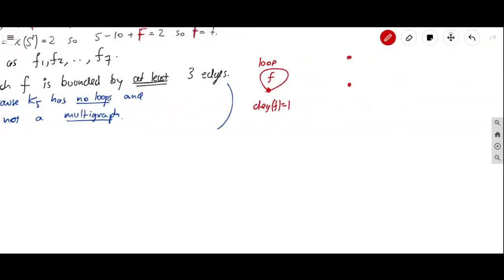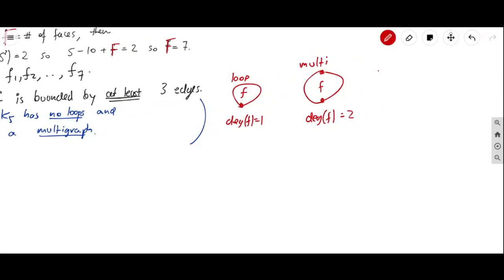If you have a multigraph, so a multigraph is when you can have multiple edges between 2 different vertices, and this is F, so this is a multigraph, then here the degree of F is equal to 2, because you have one going like this and one going like this. So in our situation, there is no loop, okay? And you cannot reuse this. So you have to use something else. You're not allowed to use 2 of them. So there's another vertex somewhere else that bounds it. So it has to be at least 3.